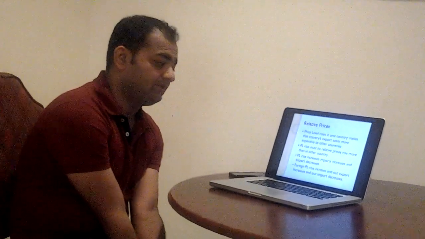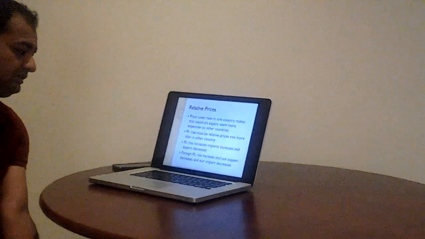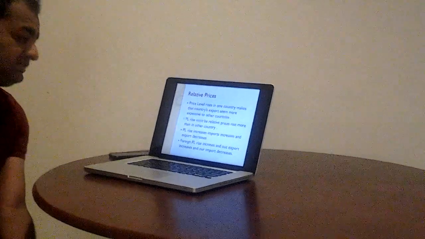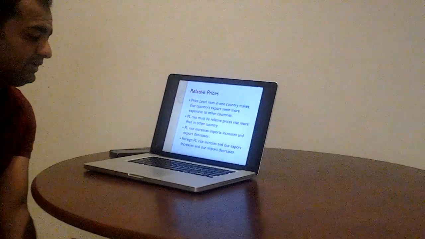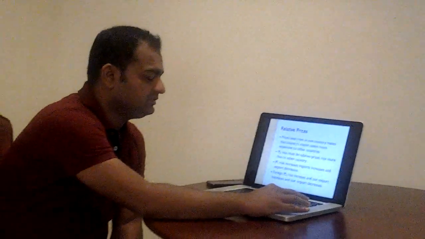When the price level rises in our country, it makes our country's exports seem more expensive to other countries. The price level rise must be a relative price rise, more than in other countries. When our price level rises, import increases and export decreases. When the foreign price level rises, our export increases and our import decreases. Okay, this is the relative price.